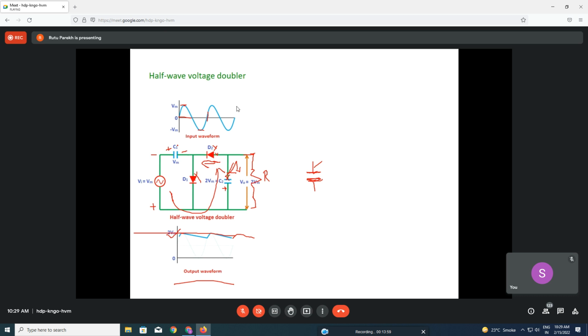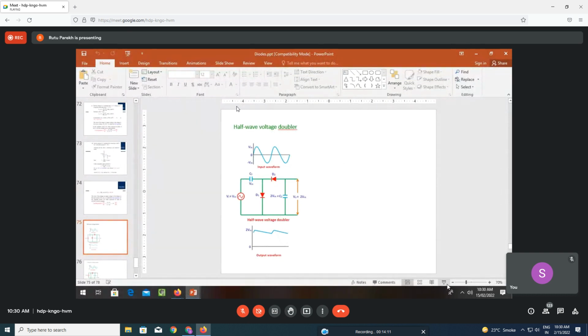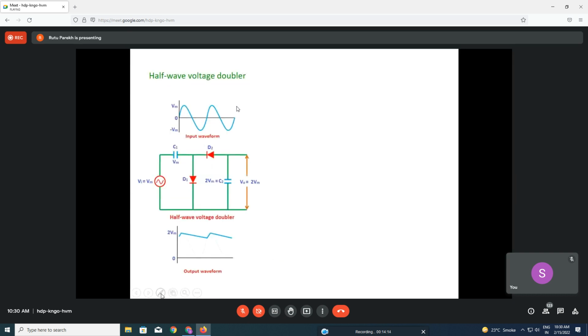Yes, but see, this discharges in the positive half. In the negative half, it is discharging this one. That's why this is charged to 2 VM. Let me explain again. Positive half, all of you understood, right? Yes, ma'am. Okay, so now in the positive half, this was plus and this was minus, and it was charged to VM, this capacitor. You accept that, na?